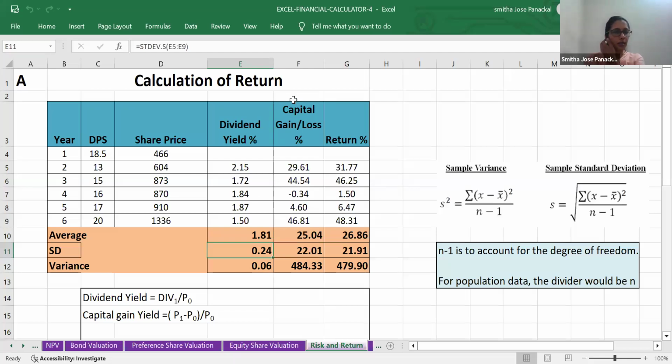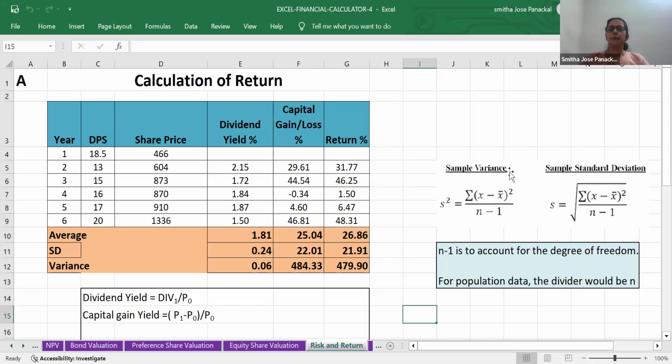Listen, here you can see both the return as well as the risk aspect. The average, the dividend yield, capital gain or return is used for the calculation of return, and standard deviation and variance are measures of risk. How will you find this? For standard deviation we can use the Excel function, and variance also. I'll show you the formula. You can do it manually or with the help of an Excel function.